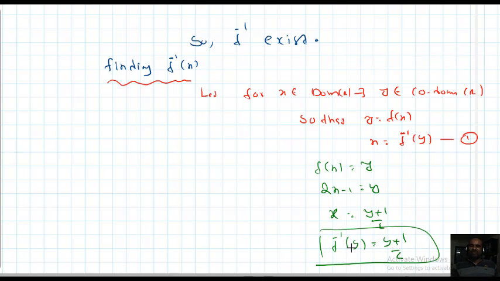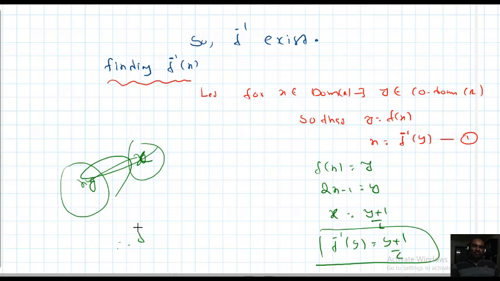So f inverse of k means (k plus 1) by 2. f inverse of l means (l plus 1) by 2. Actually here it is x, here y. But I want the reverse rule, which means here this should be x, this should be y. That's why instead of y I can write anything. Therefore f inverse of x equal to (x plus 1) by 2. So completed.